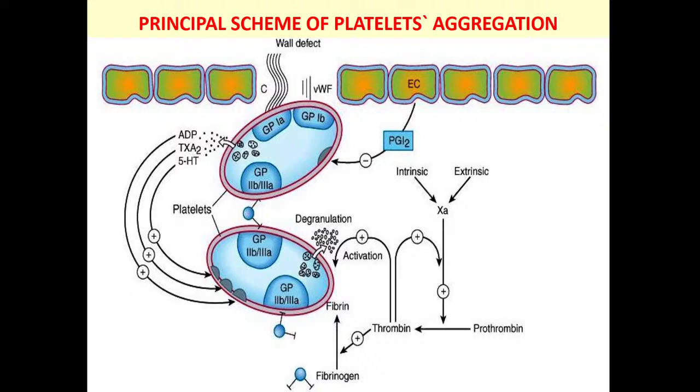We see that there are receptors for ADP, we call them purine receptors, for thromboxane, and receptors for serotonin, we call them 5-hydroxytryptamine receptors. And stimulation of these receptors causes activation of GP2B3A receptors. That is why fibrinogen starts to interact with these receptors and form conglomerates.